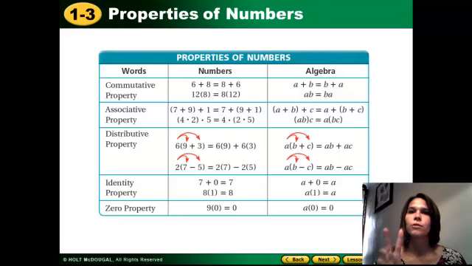Identity property, there's two of them. For addition, we would add 0. 7 plus 0, or any number plus 0, will still be that number. For multiplication, we would multiply by 1. 8 times 1 is 8, or any number times 1 will still be itself. And then we have one special 0 property. 9 times 0 is 0. Anything times 0 is 0.